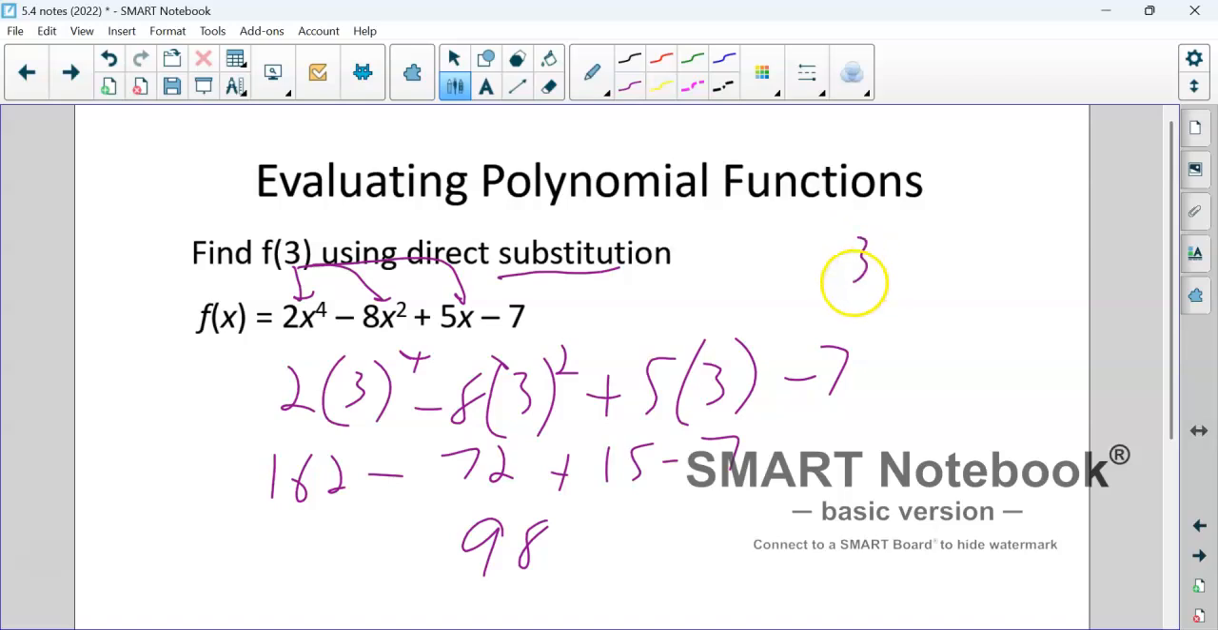So in other words, if x is 3, y is 98. X, y, also known as f of x. Okay? These all mean the same thing. This is the same thing as y.